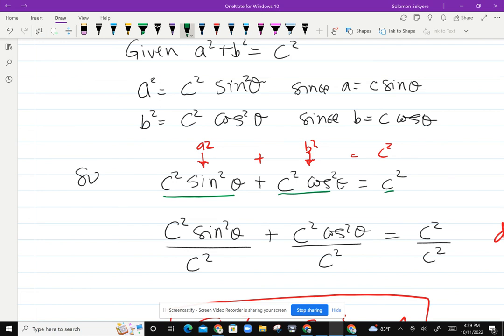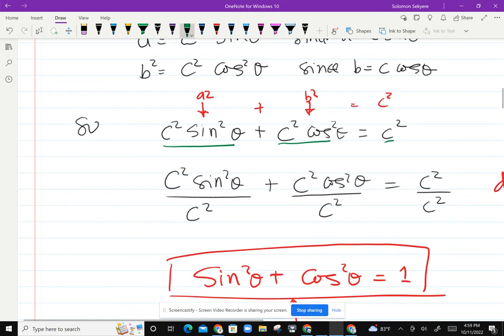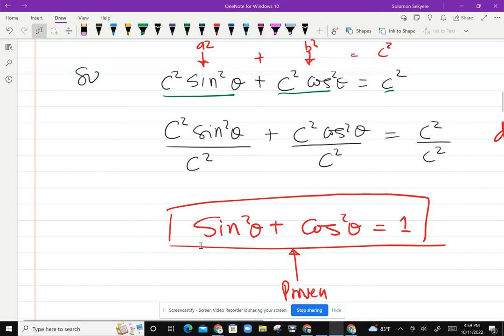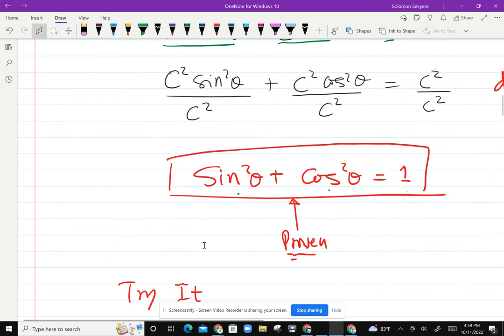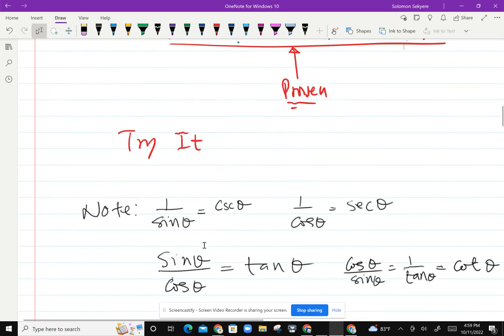Okay, so now we see c squared is common to all three. So we divide through by c squared, and guess what we have? Over here, the c squared cancels c squared. We have sine squared theta plus cos squared theta, equals c squared over c squared, which is 1. Proven. Bam. All right. So now try these.